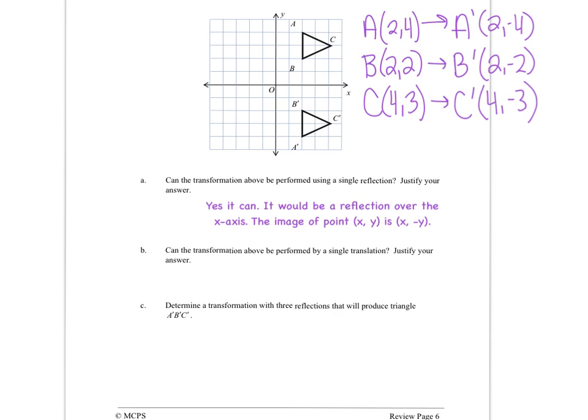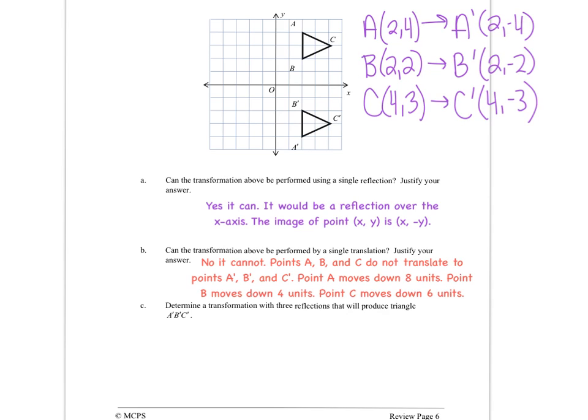Part B says, can the transformation above be performed by a single translation? Justify your answer. Well, it looks like this figure can be translated down, but the problem is that the corresponding points do not match up. For instance, A, if I translated it down, should match up with this point, but that's B prime. B would then match up with A prime. But it does work for C and C prime, but it's got to work for all of them for it to be a translation.